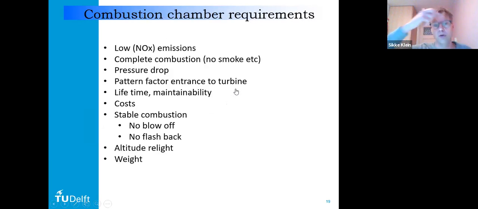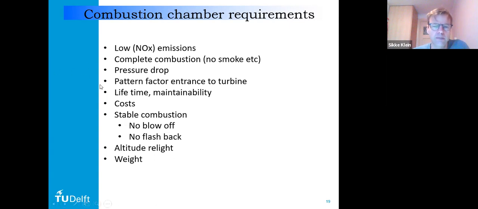So what do we want to have with combustion chamber requirements? First of all, we want to have low emissions, both directly from fuel and also NOx. We'll come back to it later. We want to have complete combustion. This is especially relevant for liquid fueled combustion, but also for natural gas combustion. We want to have minimum pressure drop because that affects performance. There is actually a question now popping up.